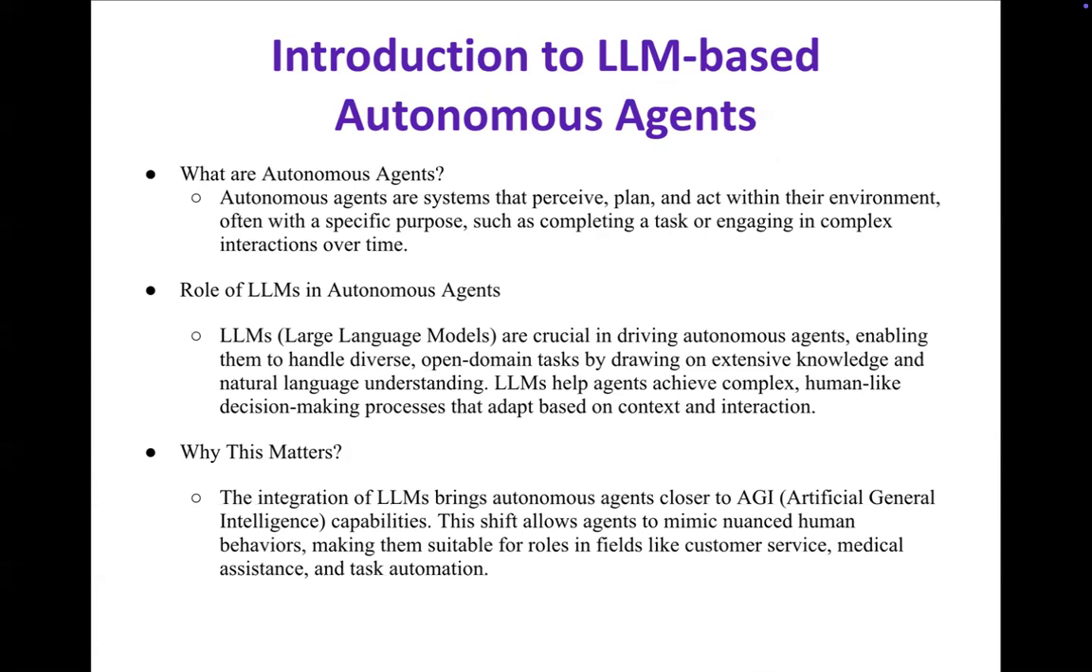They're systems that perceive, plan, and act within their environment, often with a specific purpose, such as completing a task or engaging in complex interactions. So the role of LLMs in autonomous agents is that they drive autonomous agents and enable them to handle diverse, open domain tasks by drawing on knowledge and natural language understanding. LLMs help agents achieve complex human-like decision-making processes that adapt based on context and interaction.